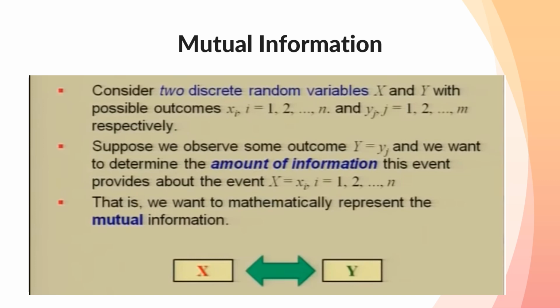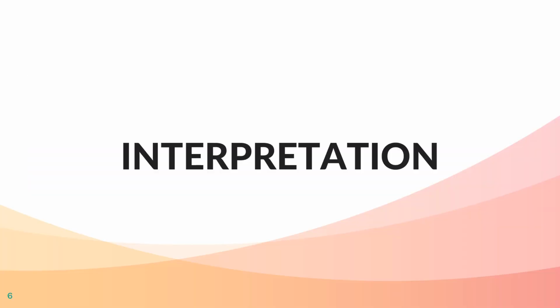In order to define mutual information, consider two discrete random variables X and Y. The meaning of mutual information is nothing but how we can predict Y if X is given, or how we can predict X if Y is given. So there exists mutual information between two events X and Y. We can interpret this mutual information by taking some practical day-to-day examples.